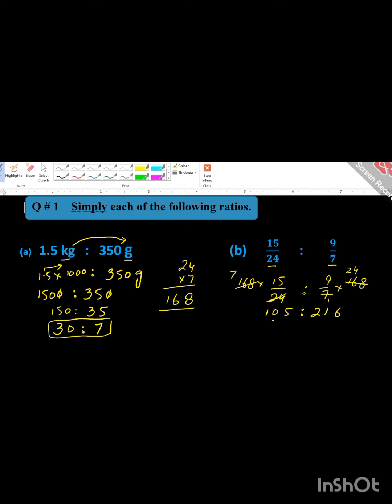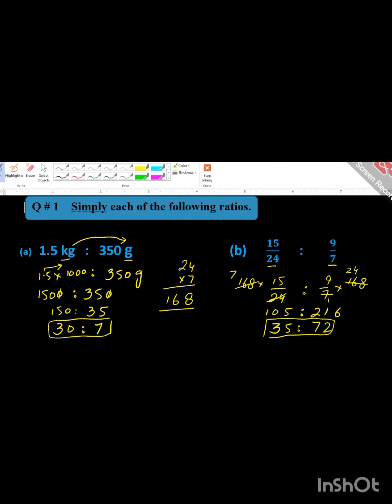So now it can be simplified on the same table. Yes, it comes on the table of 3. Okay, we will divide 105 by 3. We will get 35 and here we get 72. So this is now the simplest form of this question, and your answer is 35 ratio 72.